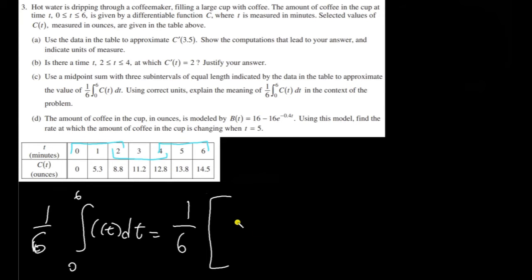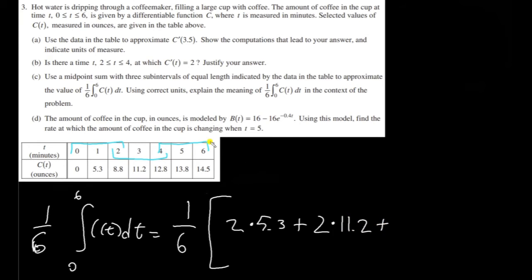So 2 minus 0 is 2, and then we're going to multiply that by the C of t value that's in the middle. So from 0 to 2, the one in the middle is 5.3. That's why it's a midpoint sum. You're multiplying by the thing in the middle. Plus, from 2 to 4, we're going to subtract 4 minus 2 is 2, and we're going to multiply that by the thing in the middle, 11.2.